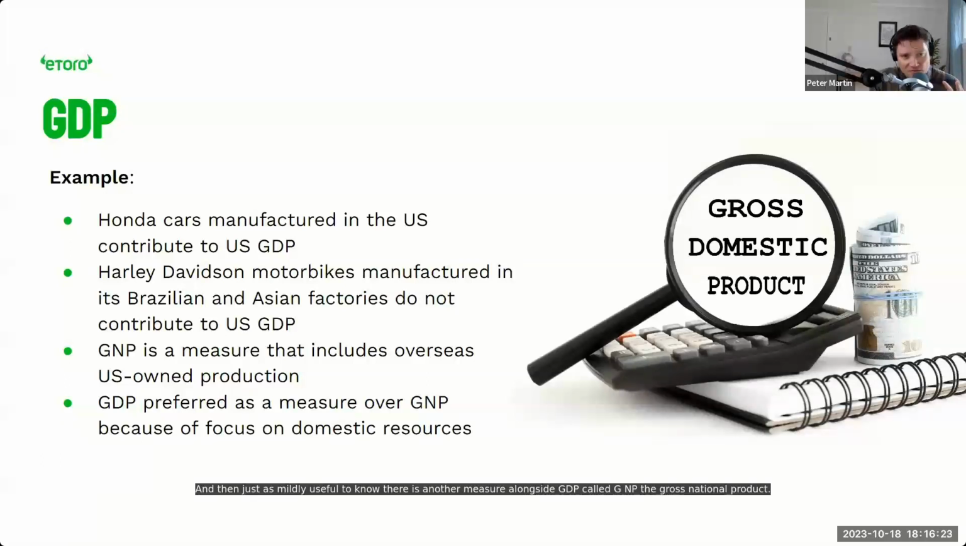And then, just as mildly useful to know, there is another measure alongside GDP called GNP, the gross national product. That's a measure that does include overseas US owned production, so it's slightly different criteria. GDP is usually the one that's preferred as a measure over GNP by economists, investors and traders, because of its focus on domestic resources.